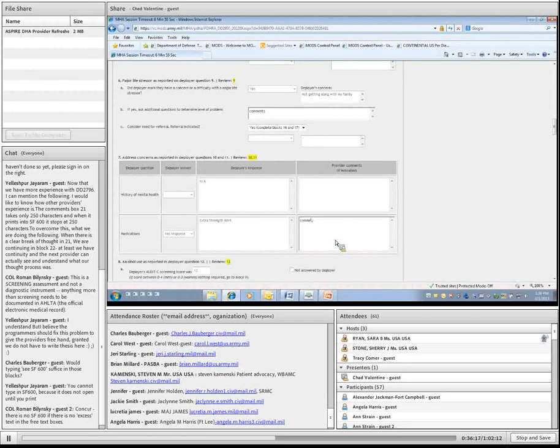Just remember, for the providers that are still new and have been working on these forms for quite a bit now, when everything's yellow, that's basically where you need to take action.